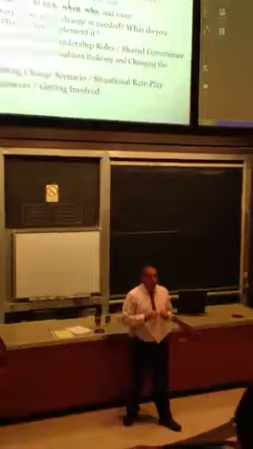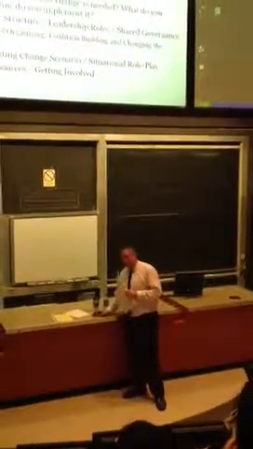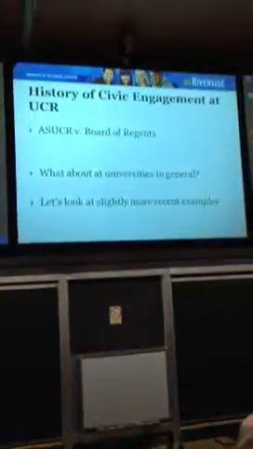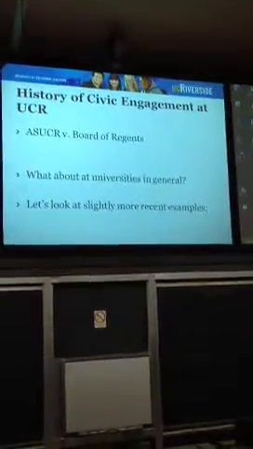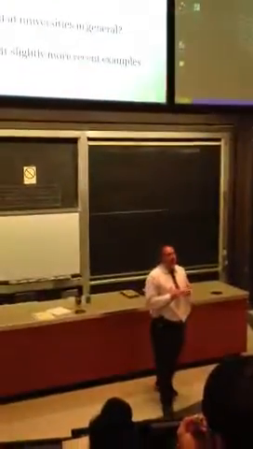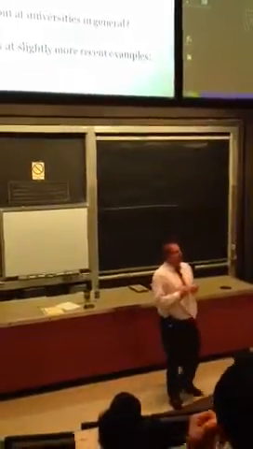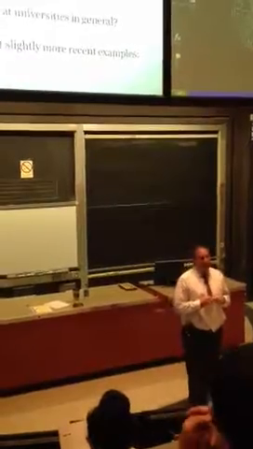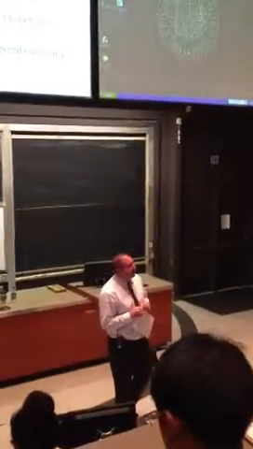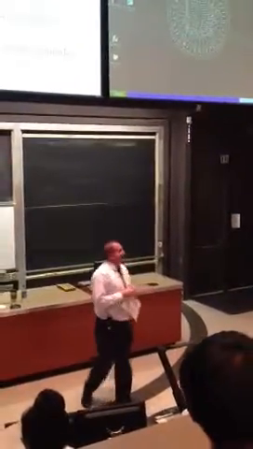So I want to tell you a story about a student I knew when I was an undergrad. But first, I'm going to tell you about some other things, some basic examples. About 17 years ago, the Associated Students of UCR sued the Board of Regents because there was a vote to allocate money from the ASUCR to pay for some lobbying efforts statewide.